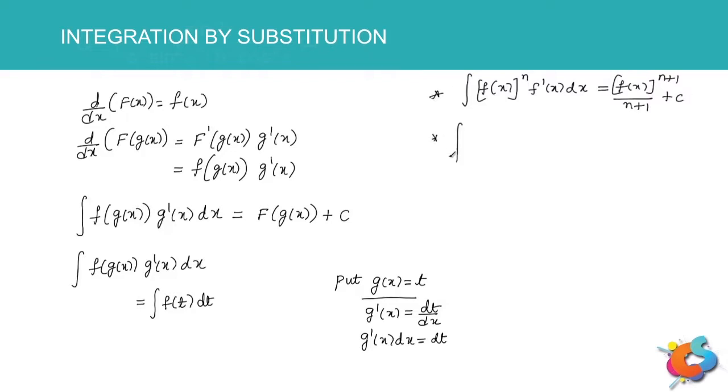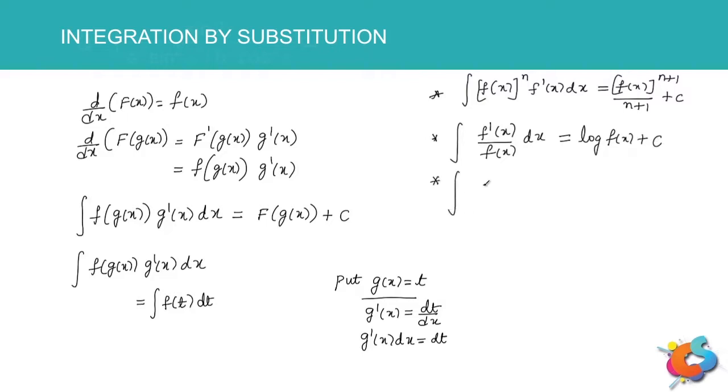In the same way, suppose it is given the integral of f dash x by f of x with respect to x. Even this is also a composite function. It is just like 1 by x. We know that the integration of 1 by x is log x. But in place of x, we have f of x. So this becomes log f of x followed by the constant c.